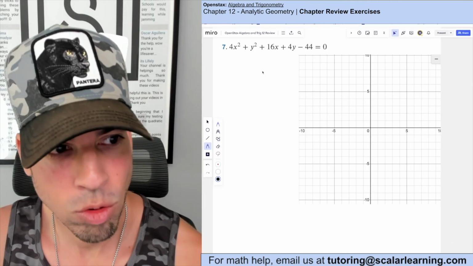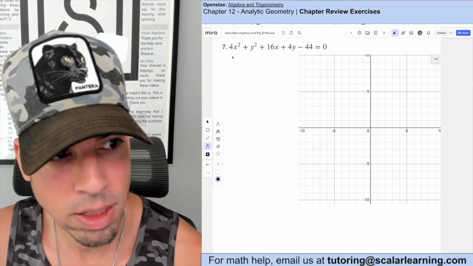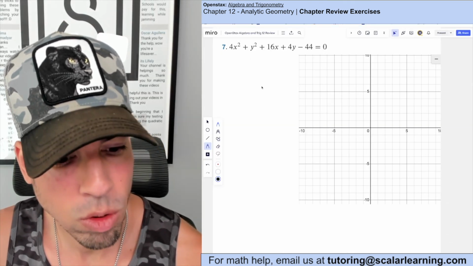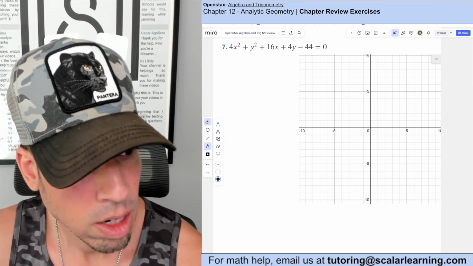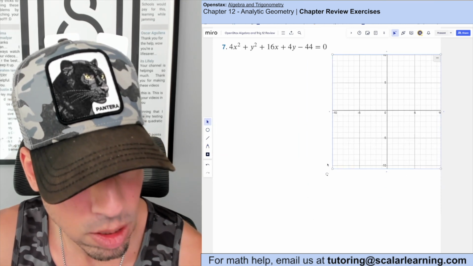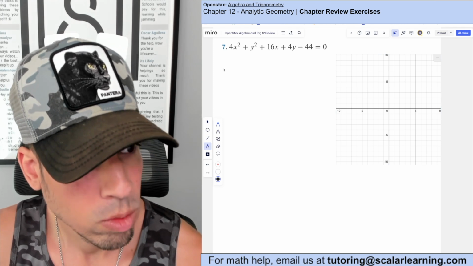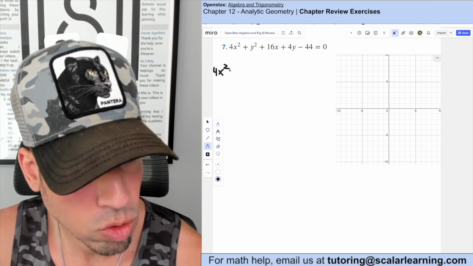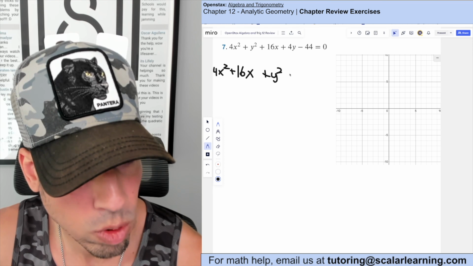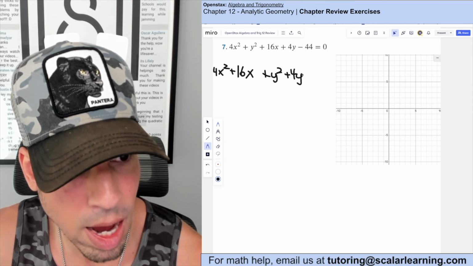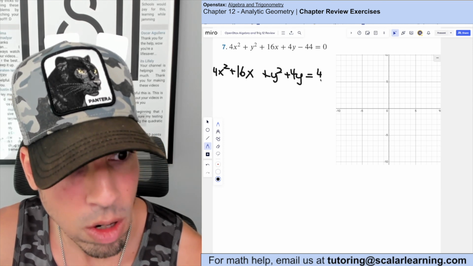Done. So for this one, before we can graph it, we want to get it into that nice standard form. The way we're going to start is we're going to group the x's and the y's together. Actually, let me shrink this down because we're going to need a little bit more room here. So we've got 4x squared plus 16x, and then we've got plus y squared plus 4y. And then we're going to add that 44 to the other side, equals 44.